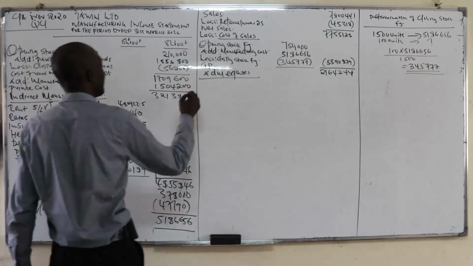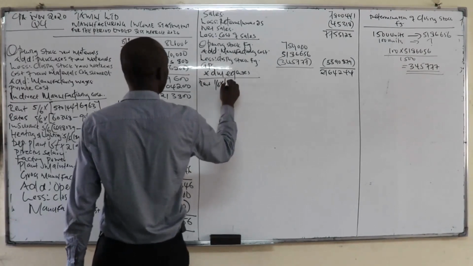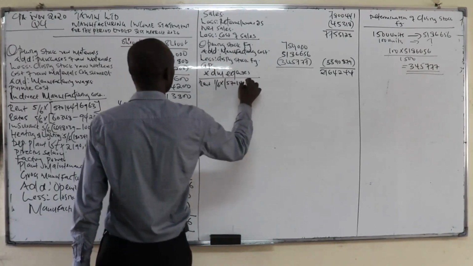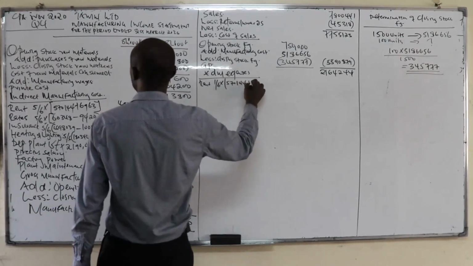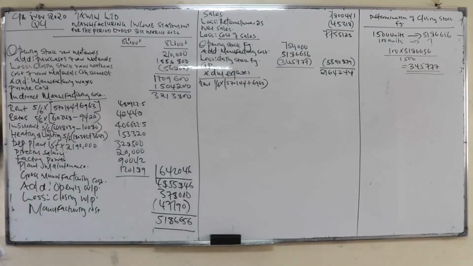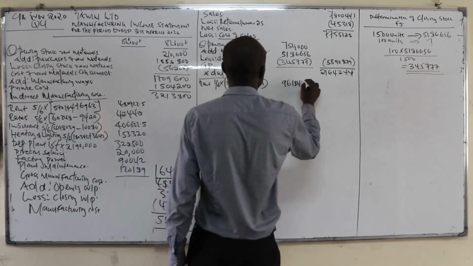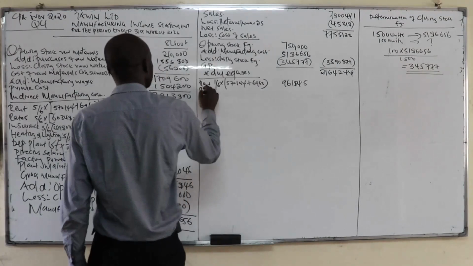So to turn on rent. Rent 1 out of 6 times 570,144 plus 69,63. That is admin. So how much do you get? Sorry? 96,184.5. That is rent.